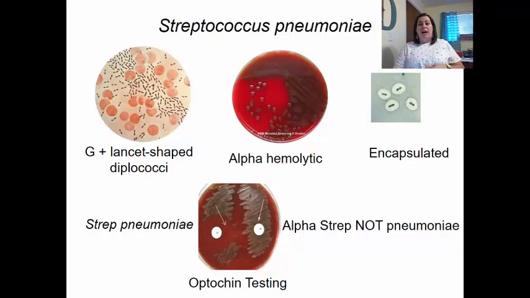Since there are different types of alpha strep, we want to see if we're dealing with Streptococcus pneumoniae or not. And so we can do what we call the optochin testing. Again, this is a type of disc test. We see here in this case, if the disc does cause an area of no growth, the zone of inhibition, we do see it's Streptococcus pneumoniae. Other alpha strep do not have that zone of inhibition.